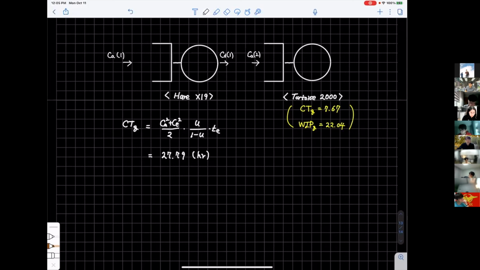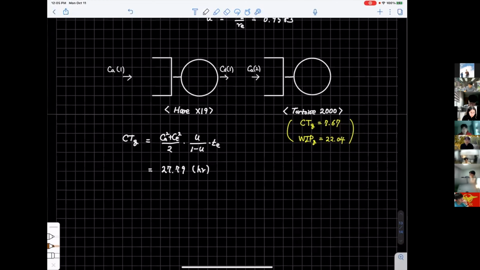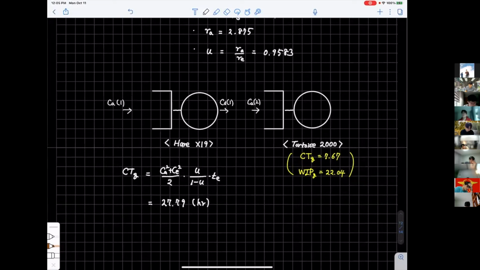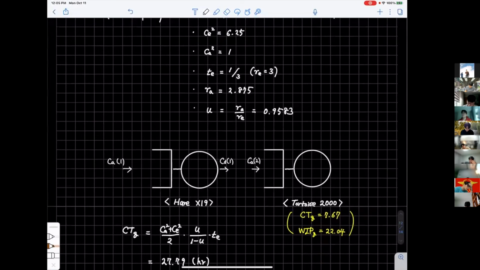27.8 hours. That is a very, very long time. Compared with the Tortoise 2000, it's only about 7 hours. But in the case of hair X19, the expected waiting time in the buffer is very big, because the variability is very big. This belongs to the high variability region.